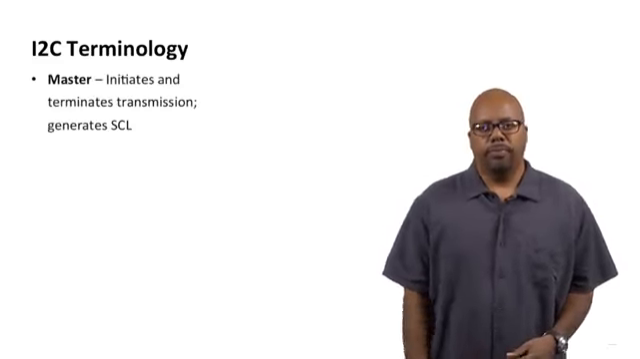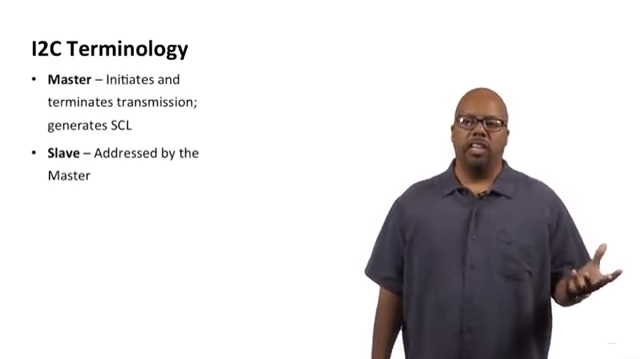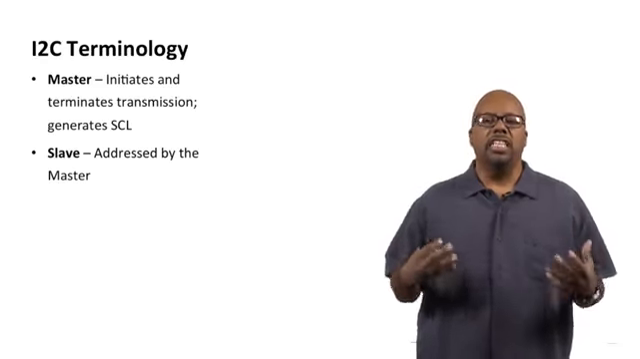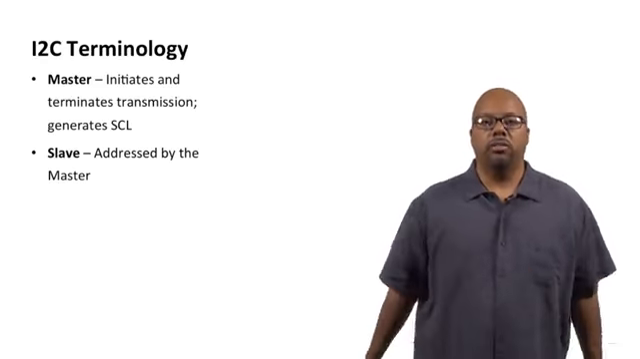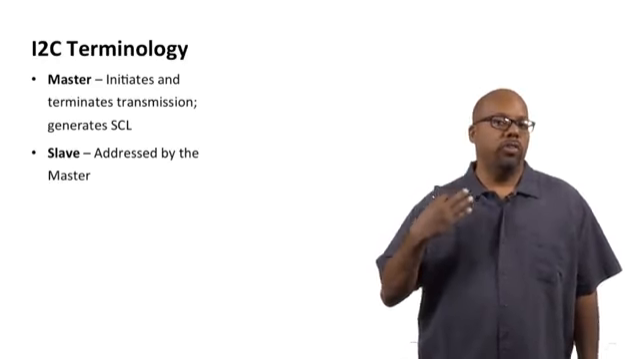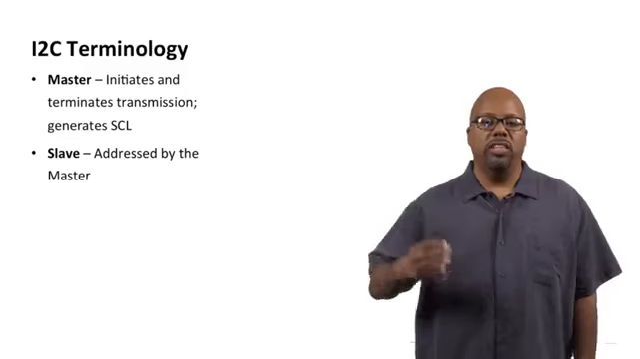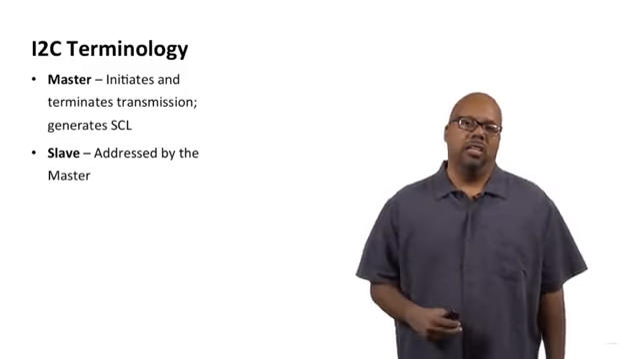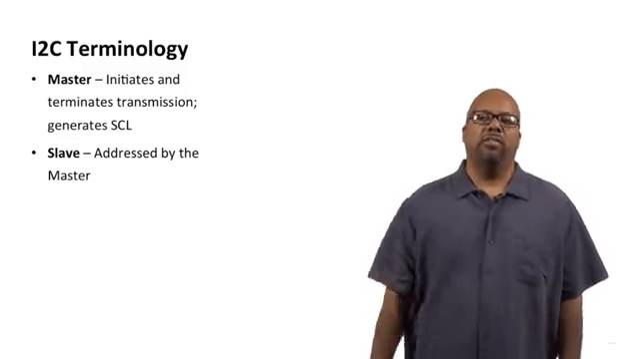So some of the terms that we're going to need talking about this bus protocol. One is the master and the slave. So a master is a node on the bus that initiates and terminates transmission. Okay? So when transmission starts, the master starts it. When it stops, the master stops it. Also, it generates the clock, SCL. So the clock is generated by the master.